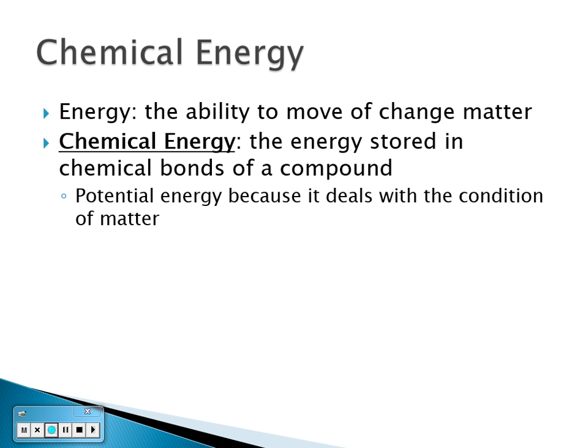What we find out is that we talked about a bunch of different types of energy, right? Chemical or kinetic energy and gravitational potential and elastic potential. So this unit, we talk about a new type of potential energy that's called chemical energy. And like its name suggests, it's the energy stored in chemical bonds of a compound.